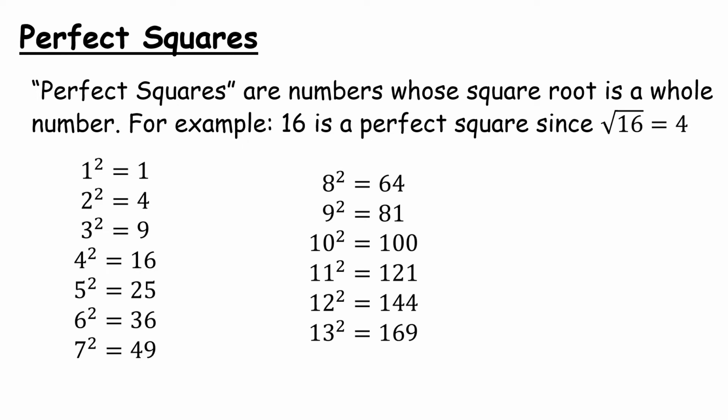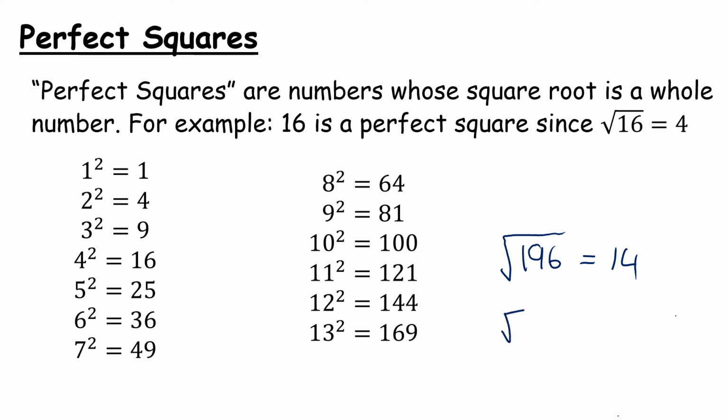So for example, if I gave you the number 196 and I said, is that a perfect square? Well, what you would do is put into your calculator square root of 196. If you have your calculator in front of you, try it now, and you should get 14. So you'd say, yes, it is a perfect square.